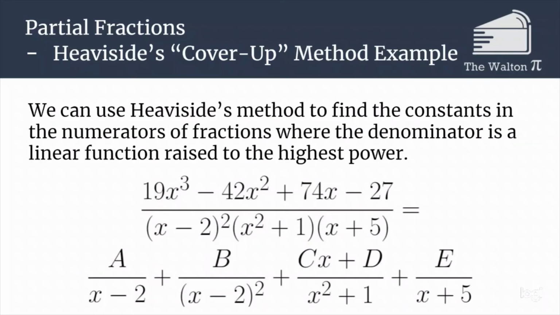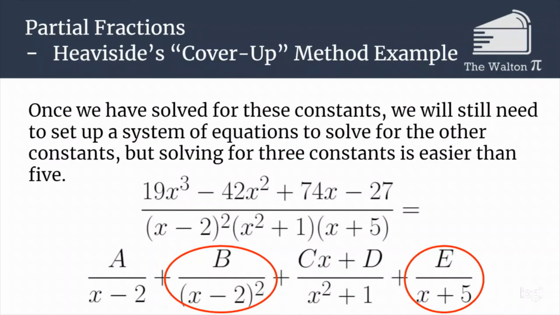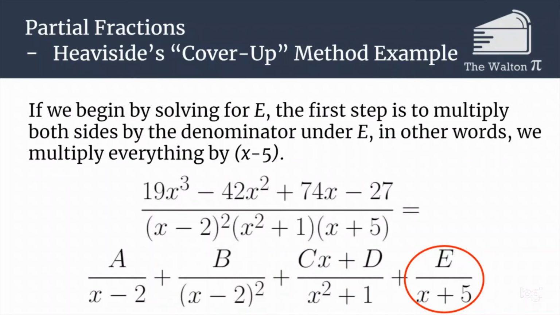So let's use Heaviside's method to find the same constants. So let's go and solve for e. We're able to solve for e and b because those are the constants in the numerator of a fraction where the denominator is a linear function, but specifically a linear function raised to the highest power it shows up. So because we have an x minus 2 squared, we can solve for b, but not a. So let's go and solve all of these.